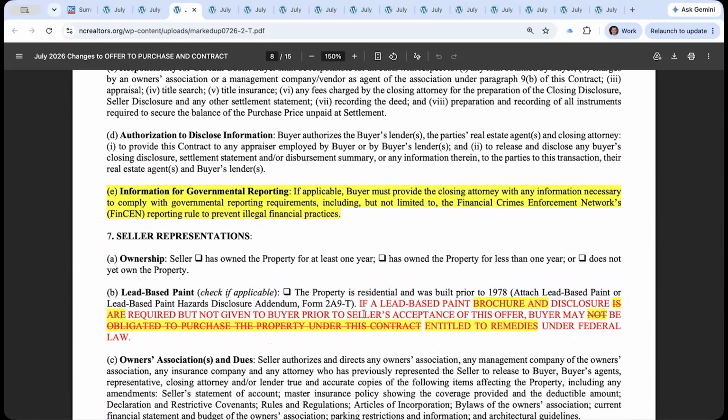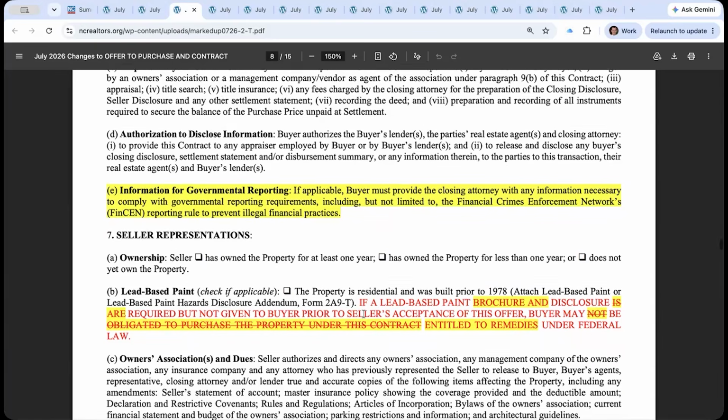If it still hasn't popped up by the end of next cycle, then maybe there's a paragraph that may be adjusted so that it doesn't reference FinCEN specifically. But if FinCEN does kick in at any point during the next year, it makes sense that this would stay in there. Plus, you can see this language is applicable to a lot more than FinCEN. The buyer must provide the closing attorney with any information necessary to comply with governmental reporting requirements, including but not limited to the FinCEN rule. So that language is meant to be more broad, just because, even if FinCEN goes away, this is an obligation that the buyer should have to give the closing attorney to be able to complete the transaction.